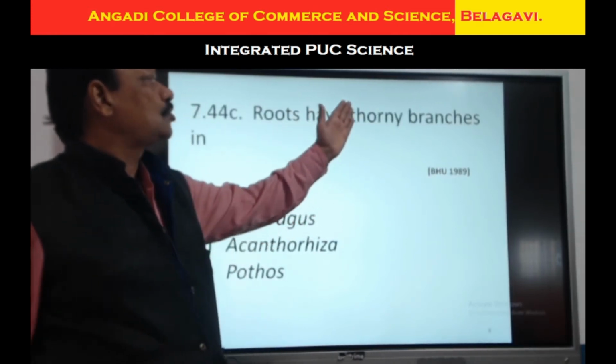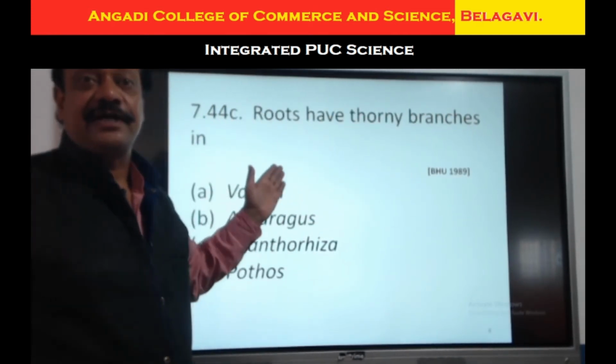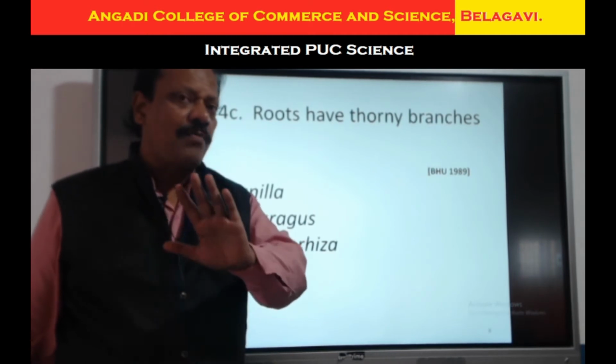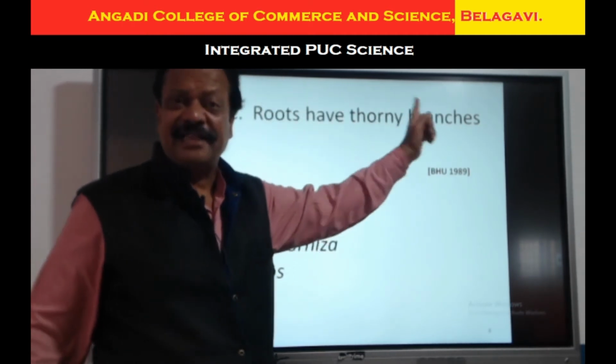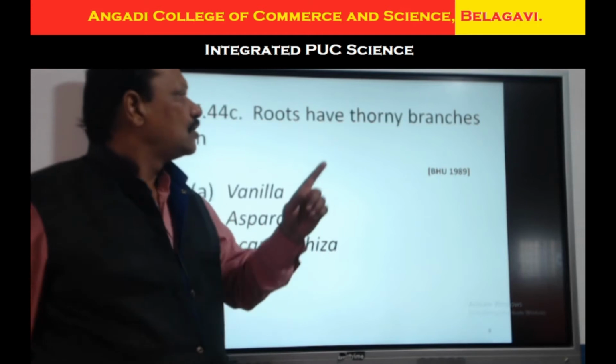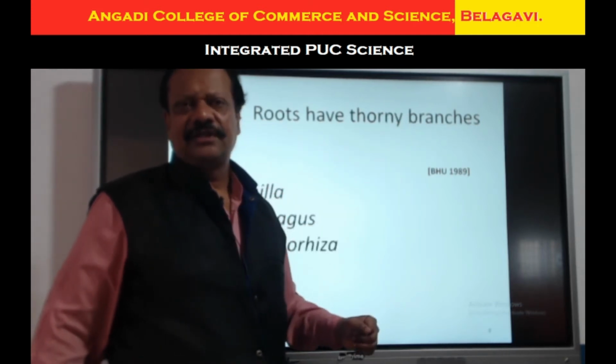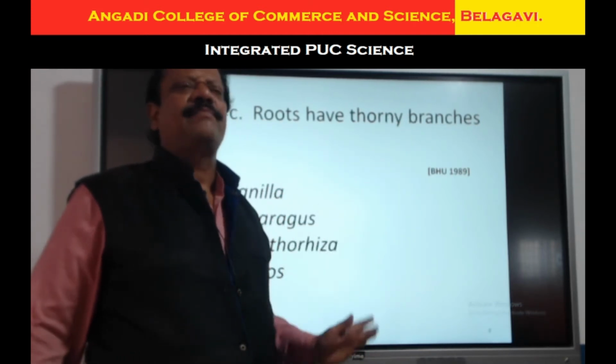Roots have thorny branches in. See, I'm telling you about the roots. Here the question is regarding the roots. Roots are having thorny branches. Now, which type of plant? Here some examples are given.